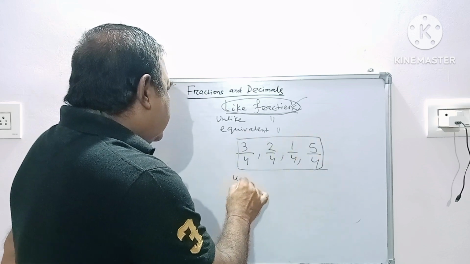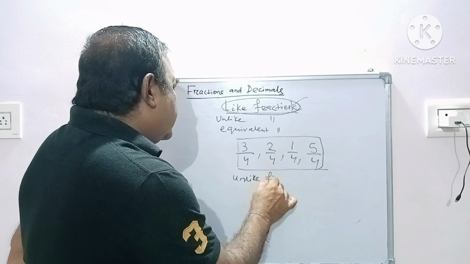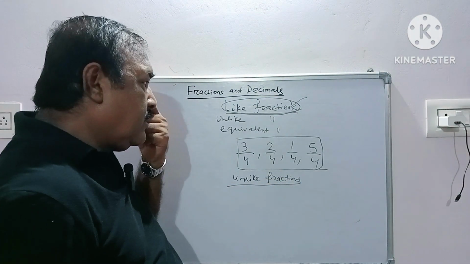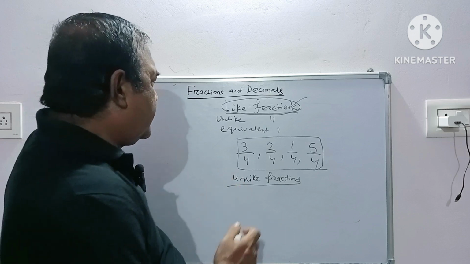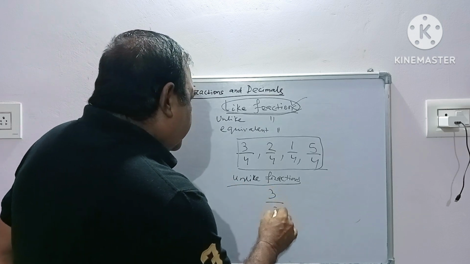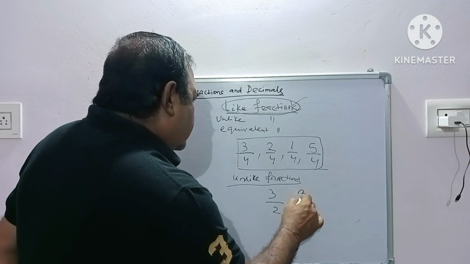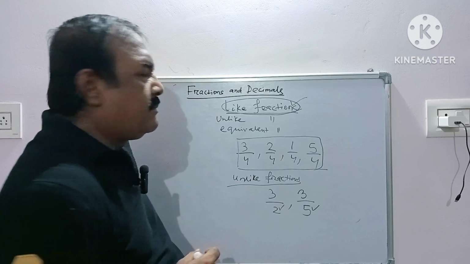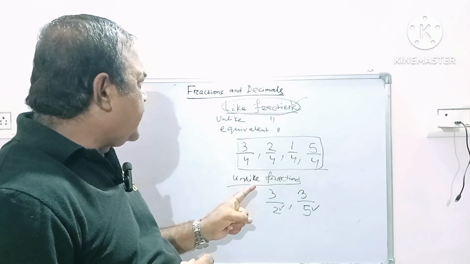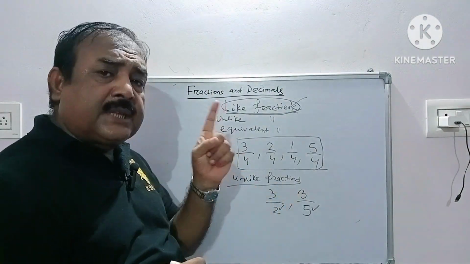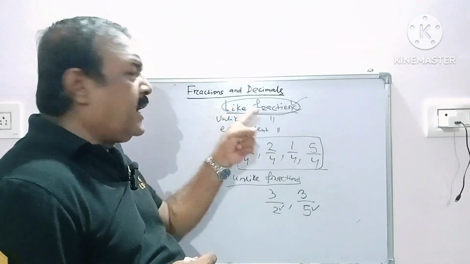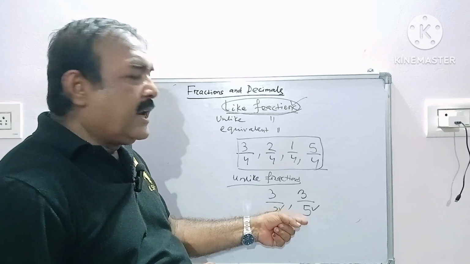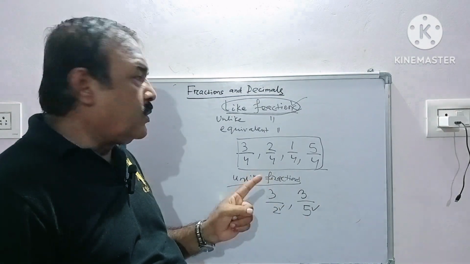And unlike fractions are the fractions which do not have the same denominator. So suppose 3 upon 2, 3 upon 5, you see the denominators are not the same. If the denominators are the same, then you call them like fractions. But in case of unlike fractions, the denominators can never be the same. So the denominators should be different.